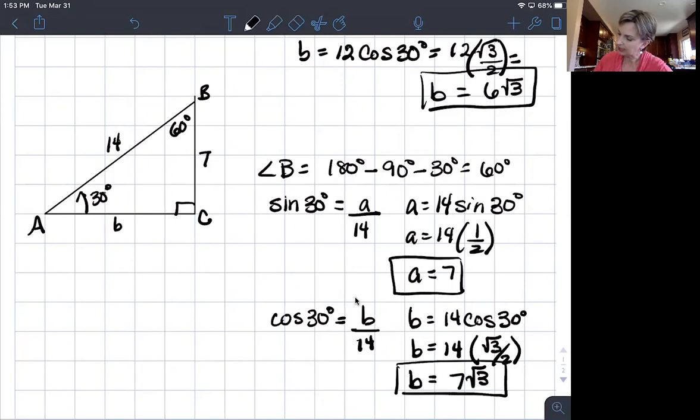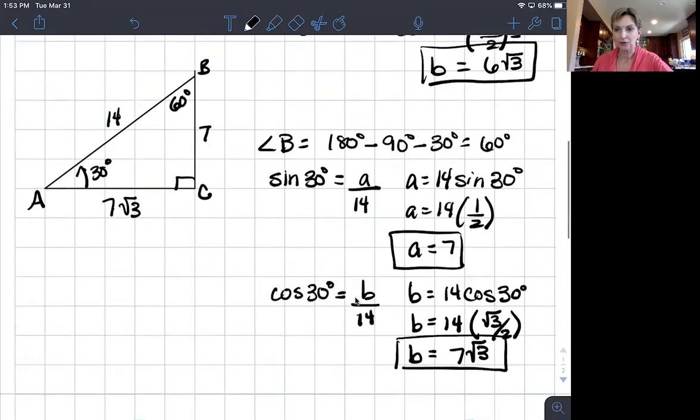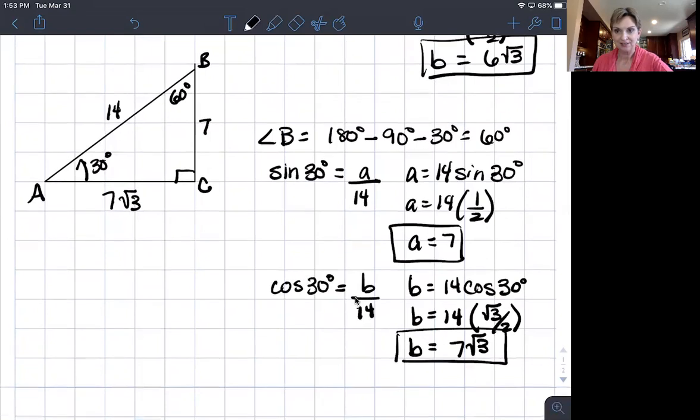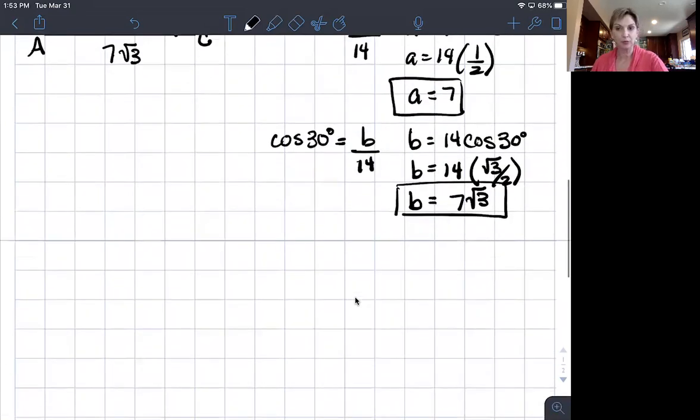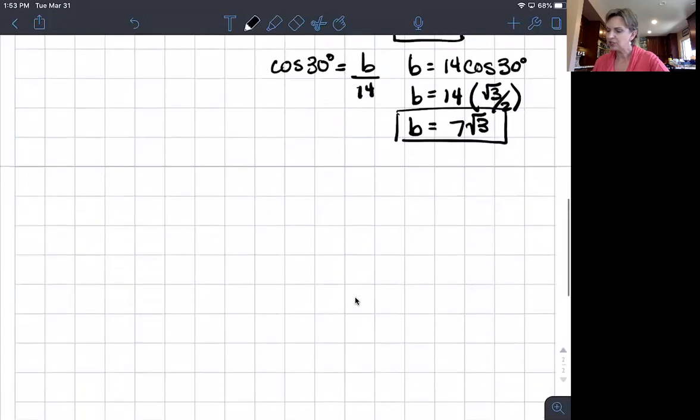Okay, so right here, 7 square root of 3. Okay, hopefully that's what everybody got, and we're feeling pretty confident about being able to solve a right triangle. Find all 3 angles, all 3 sides. Okay, the second kind of problem we're going to work on today is more of an example of a right triangle you'd find out in the world.